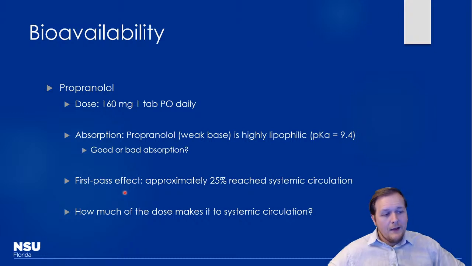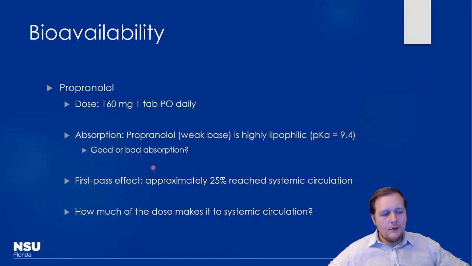So the bioavailability is fairly low, even though it's a pretty lipophilic drug, because the liver metabolizes quite a lot of it. So if we were to look at this and say, well, how much of it actually makes it to systemic circulation? Well, it's only 25% of 160. It's only 40 milligrams.